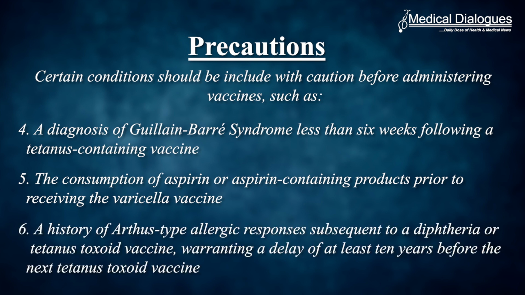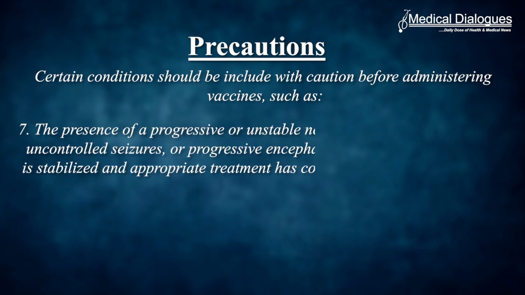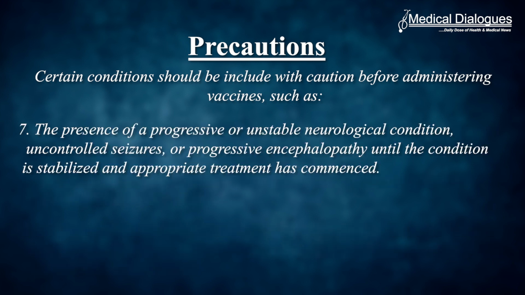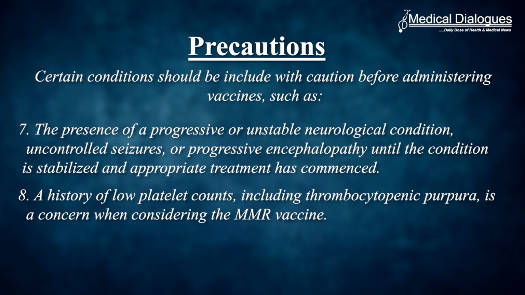6. The history of Arthus type allergic response subsequent to a diphtheria or tetanus toxoid vaccine, warranting a delay of at least 10 years before the next tetanus toxoid vaccine. 7. The presence of a progressive or unstable neurological condition, uncontrolled seizures, or progressive encephalopathy until the condition is stabilized and appropriate treatment is commenced. 8. History of low platelet counts, including thrombocytopenic purpura, is a concern when considering the MMR vaccine.